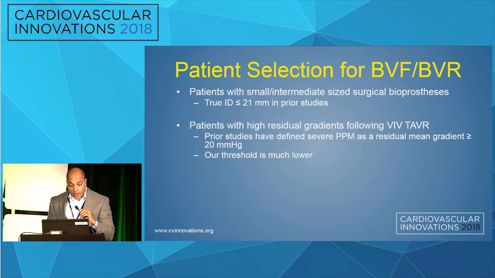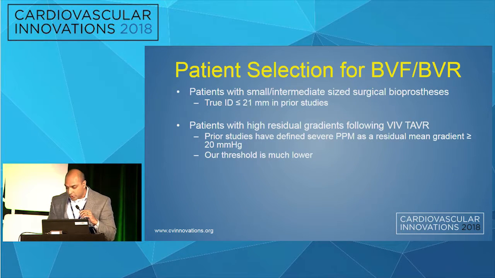Certainly patients who have a high residual gradient following valve-in-valve TAVR may benefit. Prior studies have defined severe patient-prosthesis mismatch as a gradient greater than or equal to 20, but I'll tell you that our threshold is much lower to do this. It's very common to have a gradient of 9 or 10 at the end of the case. You're happy, you're pleased. The discharge echo gradient is 18. Your 1-month echo has a gradient of 23, and now nobody's happy.